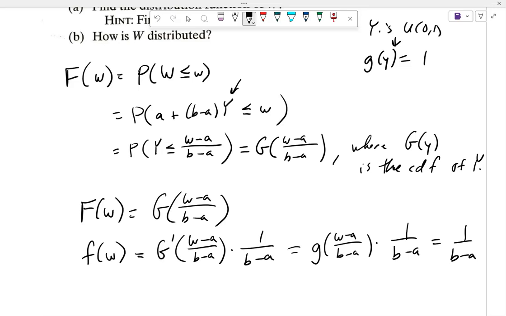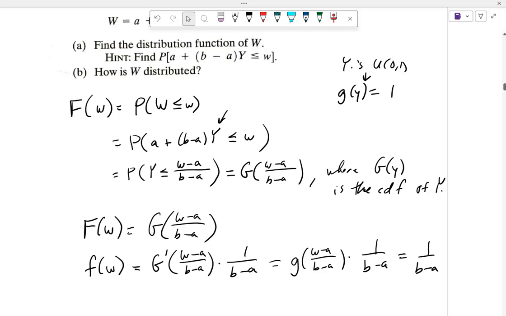All right, so we found the PDF for W. What do we recognize this is the PDF of? It's uniform, right? This is a uniform PDF on what interval? I agree it's uniform. On what interval? It'd be A to B. Let's verify that makes sense.